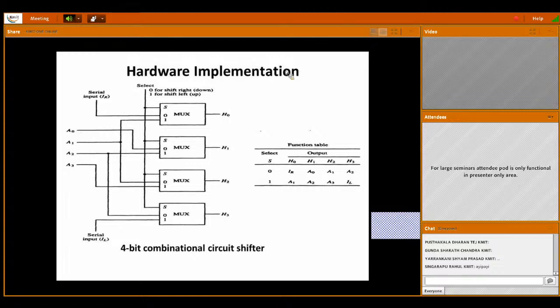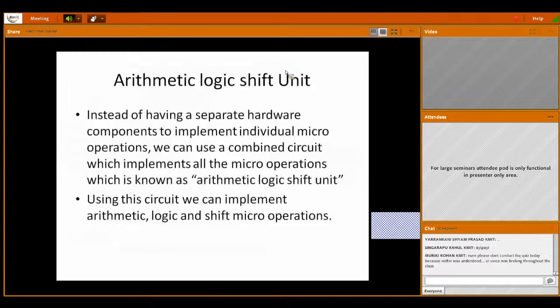So I'll continue this in the next class. With this, the topic of your first unit will be finished. I'll start the third part of your first unit, that is instruction format and so on. That may take 6 to 7 classes to complete.